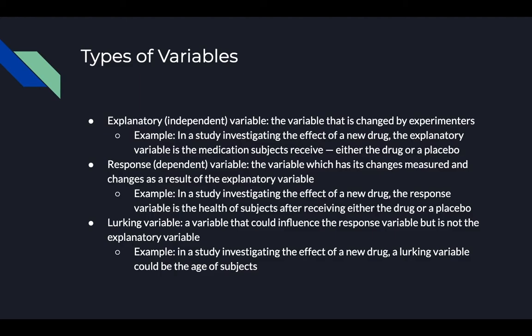There are a few types of variables it's important to understand when talking about experiments. First, your explanatory or independent variable. This is the variable that's changed by experimenters. For example, in a drug study, this is the medication subjects receive, either a drug or a placebo. Then the dependent variable.